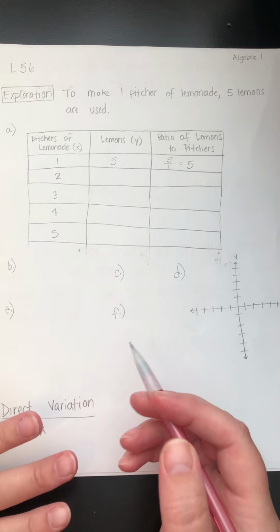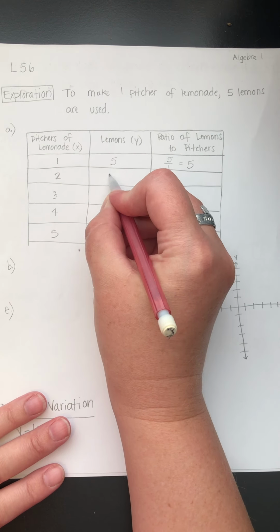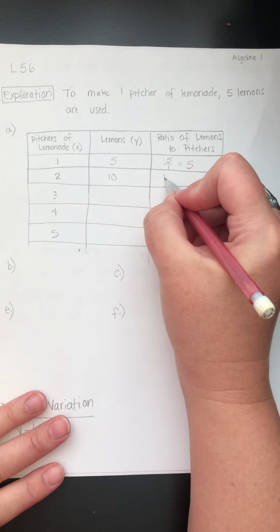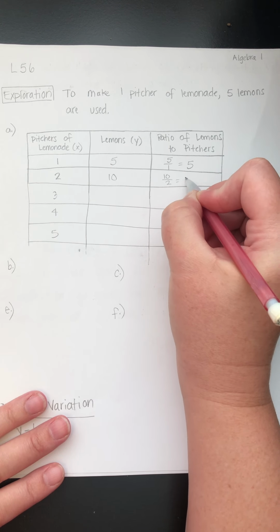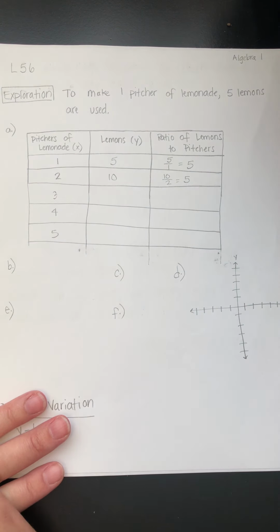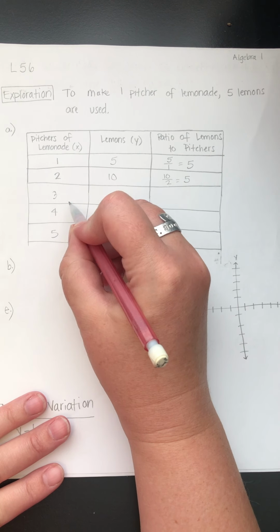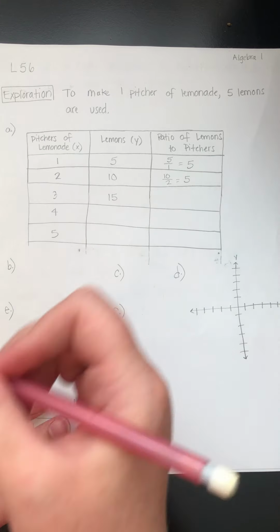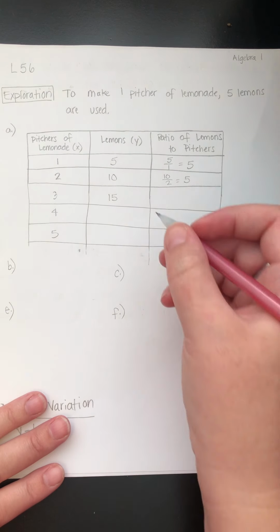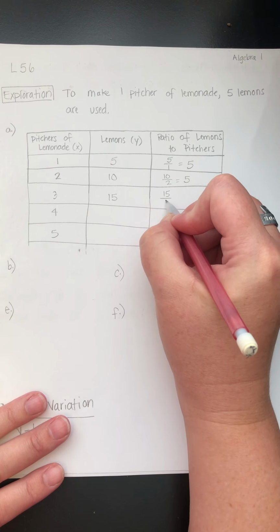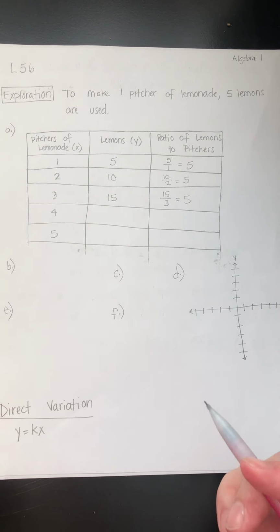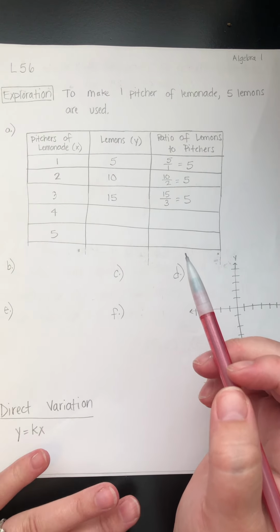Now, what if we wanted to get 2 pitchers of lemonade? We would have to use 10 lemons, and the ratio would be 10 over 2, which reduces to 5. And so on. If you want to do 3 pitchers of lemonade, you'd need 15 lemons. And you can keep filling out this graph. 15 over 3 equals 5. So our ratio of lemons to pitchers is always going to be 5.